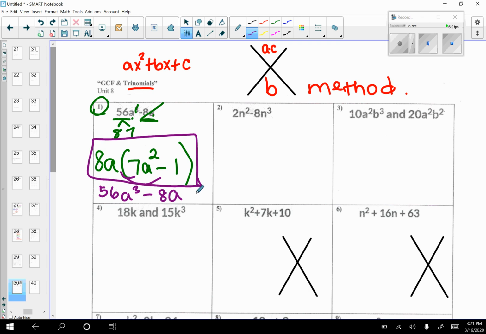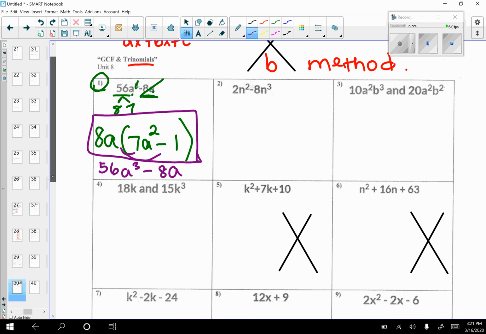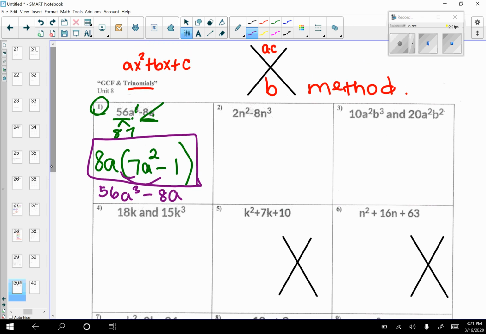Okay, that's a little refresher on that. You guys should know how to do that by now, though. We're going to dive into talking about trinomials, and I'm going to go through some examples with you there. So the first thing is you always want to look for your GCF, okay? That's why it's GCF and trinomials. Here, in number 5, my trinomial starts with 1, which means there is no GCF. I can't take out a 7 from 10. I can't take it out from anything, right? There is no GCF. So when there's no GCF, we can jump right into the X method.